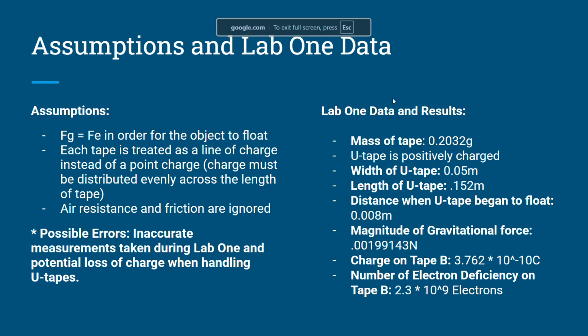Okay, so for assumptions and Lab 1 data, once again, I included the Lab 1 data and results since this is what I used to build the computational model. For assumptions, we assume that gravitational force and electric force equal out in order for the object to float. Each tape is treated as a line of charge instead of a point charge, which means the charge must be distributed evenly across the length of tape. And we neglected air resistance and friction.